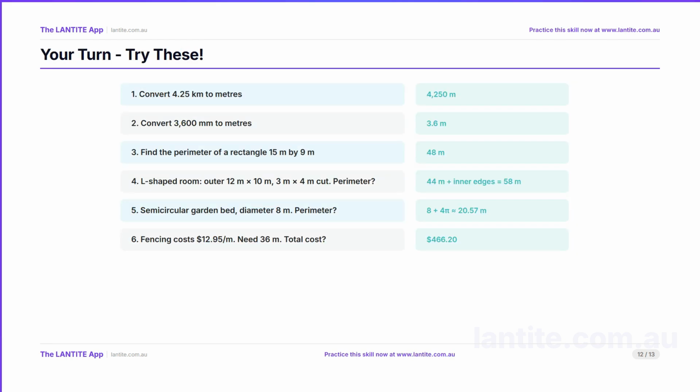Now it's your turn. Pause the video and try these 5 problems. Problem 1. Convert 4.25 kilometers to meters. Problem 2. Convert 3,600 millimeters to meters. Problem 3. Find the perimeter of a rectangle that is 15 meters by 9 meters. Problem 4. A semicircular garden bed has a diameter of 8 meters. Find its perimeter. Problem 5. A teacher buys fencing at $12.95 per meter and needs 36 meters. What is the total cost? Check your answers on screen.